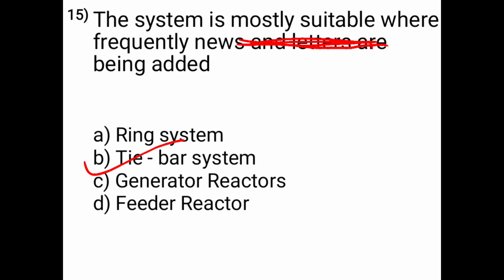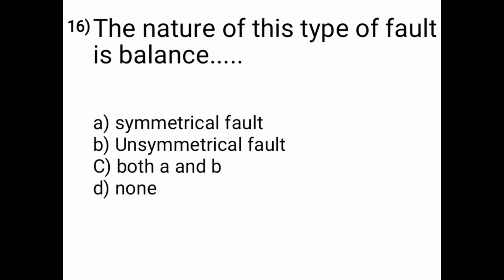Then the next question is: the nature of this type of fault is balanced. Options are A symmetrical fault, B unsymmetrical fault, C both A and B, and D none of the above. So the correct answer is option A, symmetrical fault. The nature of this type of fault is balanced. We see that the nature of the unsymmetrical fault is unbalanced.